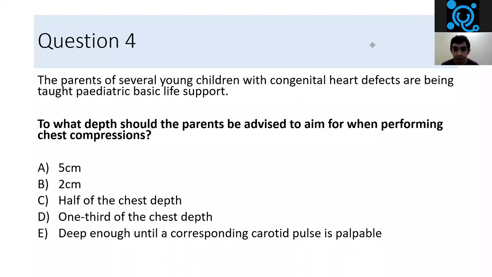So we have 75% of people going for option D, and then a handful of people going for the other ones. Okay. And the correct answer is D. Well done. So essentially with children, so with pediatric patients, we use a relative depth, and then for adults, we use an absolute depth. So for adults, the answer will be 5 centimeters, and then for children, it is 1/3 of the chest depth. E would not be correct under any circumstance.